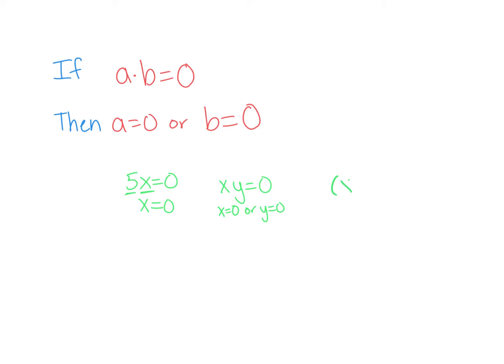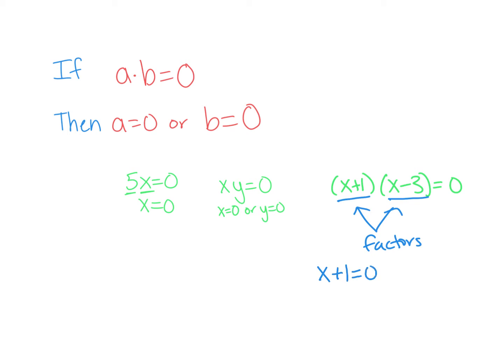If we had x plus 1 times x minus 3 equals 0, then again, at least one of our factors must equal 0. But in this case, each of our factors is actually more than one term. So one of our factors is x plus 1, and the other factor is x minus 3. So we have two situations. We know that either x plus 1 equals 0, in which case x is negative 1, or x minus 3 equals 0, in which case x is 3.